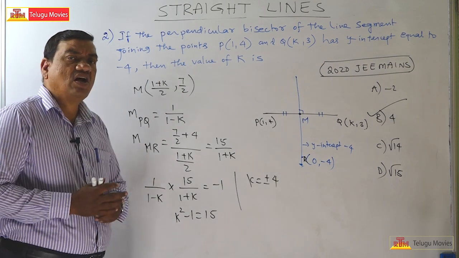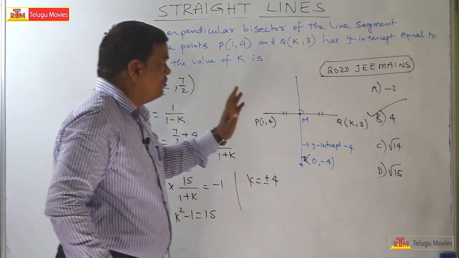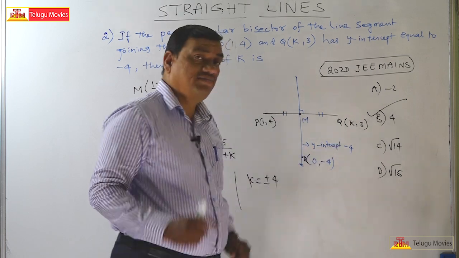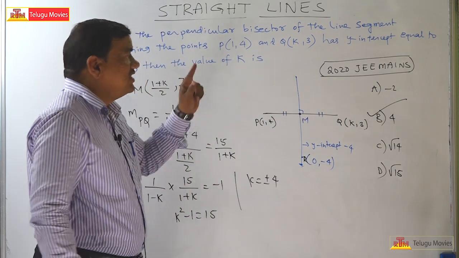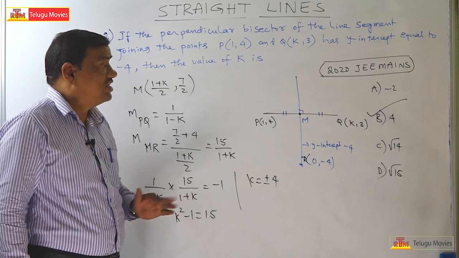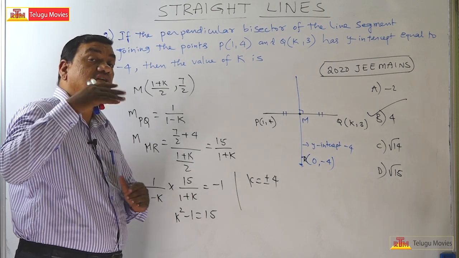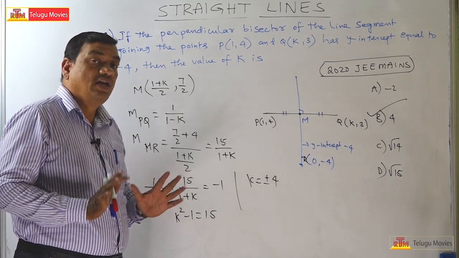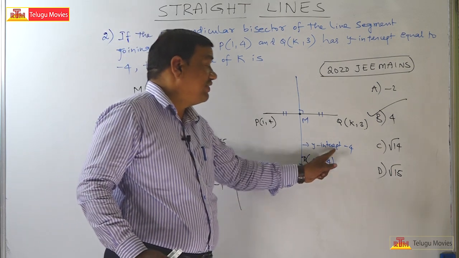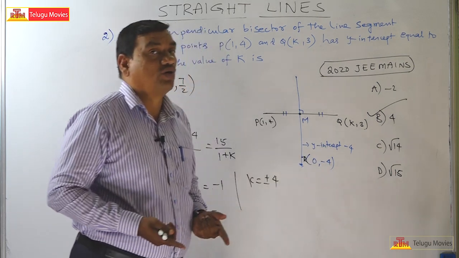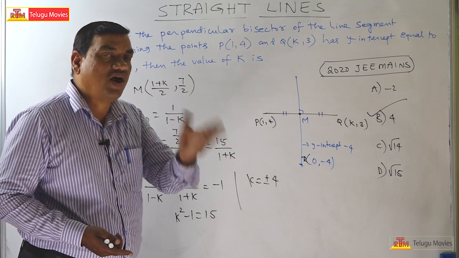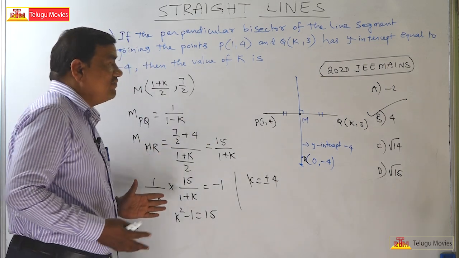The only concept that we used here is the midpoint. The first thing you have to remember is, when the y-intercept is given, generally students think of the formula y is equal to mx plus c. Here we don't need that. Here y-intercept is given means the line passes through the point 0 comma minus 4. If you got that idea, the problem is a very, very easy one.